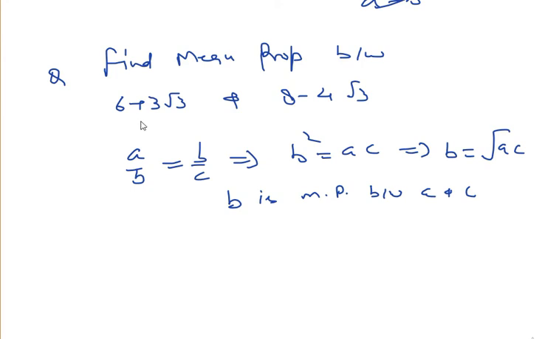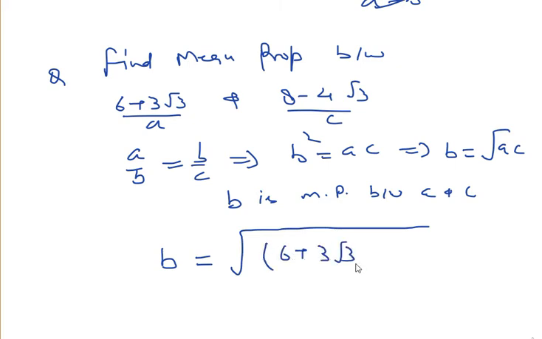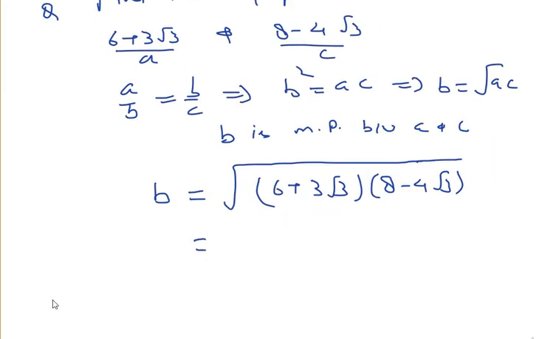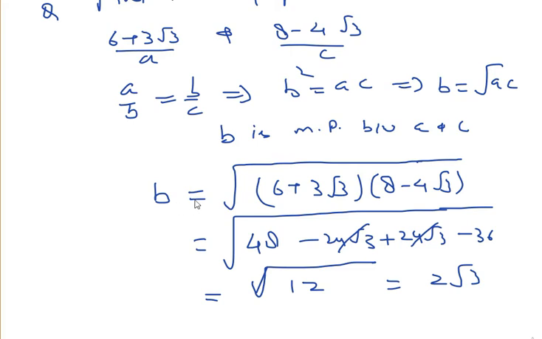So what I am doing here, let this be a and this be c, and b is the mean proportion of a and c. So to get the mean proportion, b will be equal to under root 6 plus 3 root 3 into 8 minus 4 root 3. Now we will multiply and simplify, and whatever answer is coming to you, this will be your answer. So when you simplify, you will be getting under root 12, and under root 12 can be written as 2 under root 3. So the mean proportion between these two numbers is 2 under root 3.